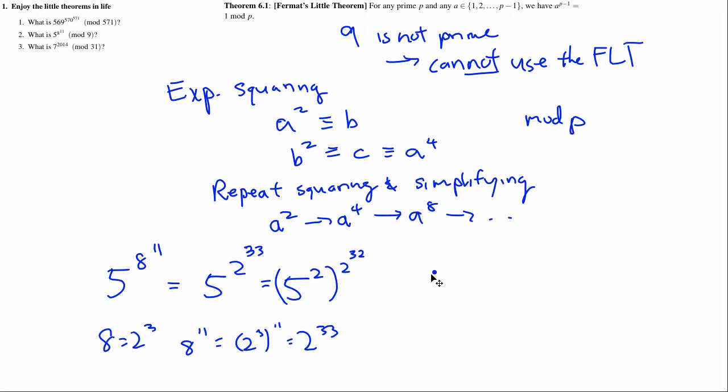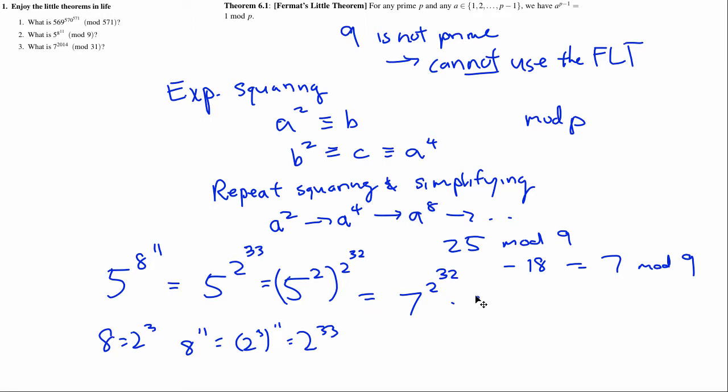And now the 5 squared is 25. 25 mod 9 is what? So pick the biggest multiple that's less than 25, which is 18. So subtract that, you get 7. So it's 7 mod 9. Cool. So now we're at 7 squared to the 2 to the 32.